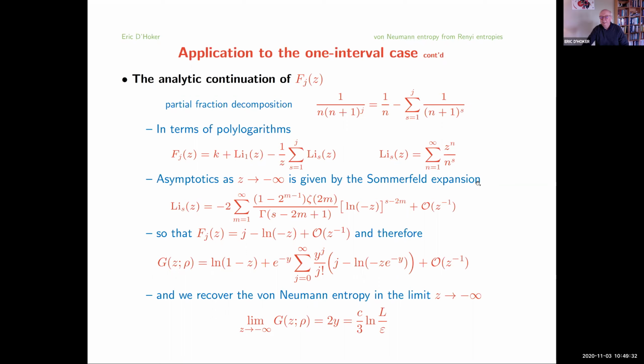If you've ever taught stat mech, then this will be familiar. This is how you get the low temperature expansion, for example, of Fermi-Dirac or Bose-Einstein. The formula is a bit complicated, but not fundamentally difficult. So Li sub s is given by an infinite sum of inverse powers of the log of minus z.